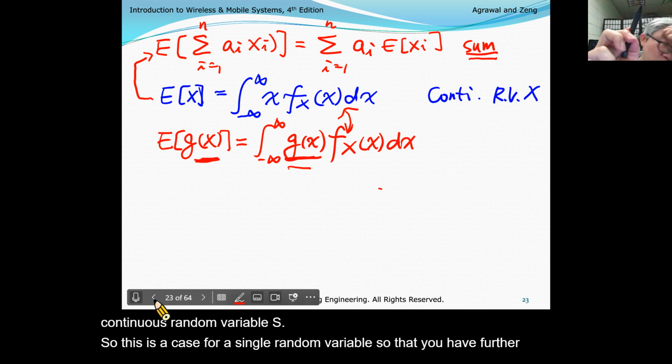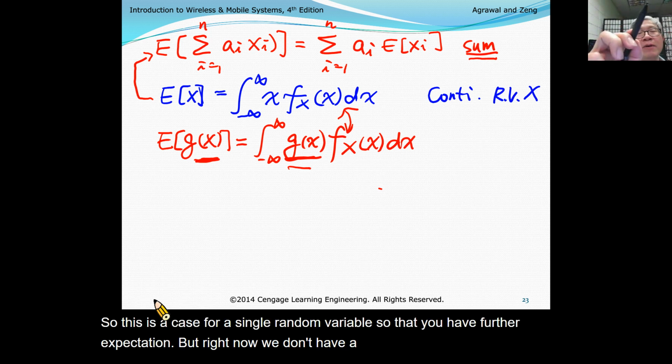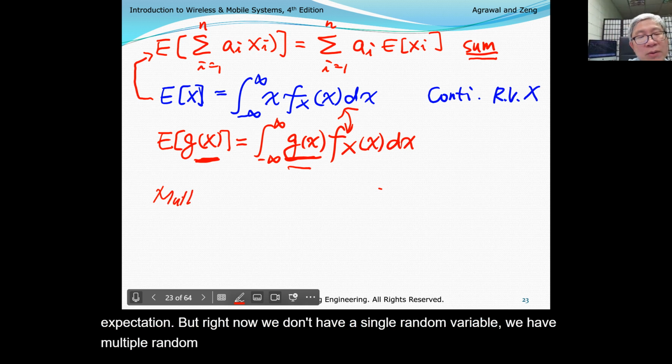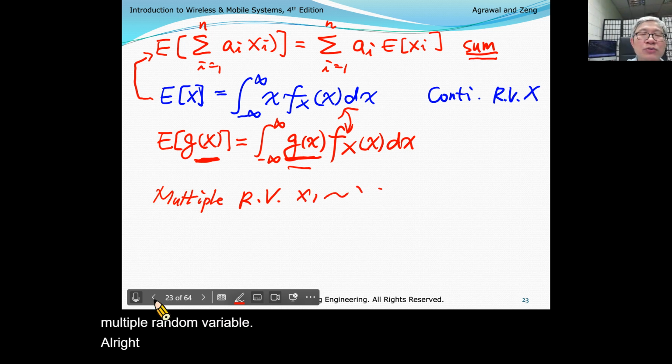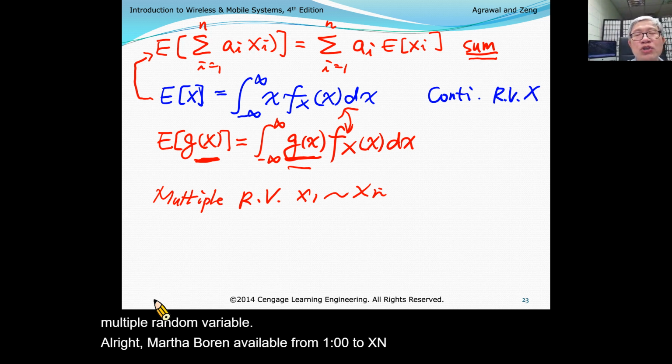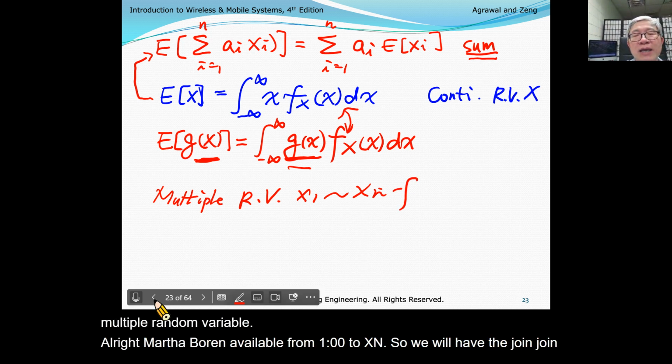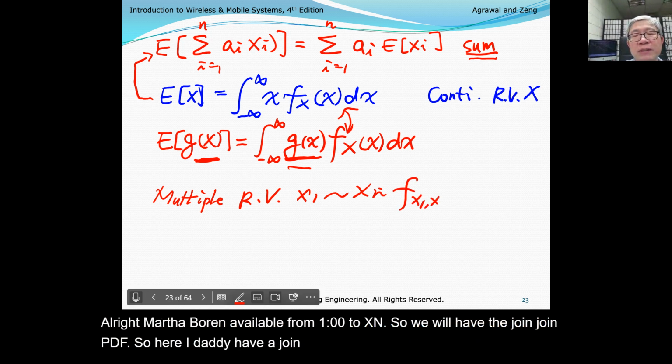But right now, we don't have a single random variable. We have multiple random variables, from X1 to Xn. So we will have the joint PDF. Here I already have a joint PDF first.